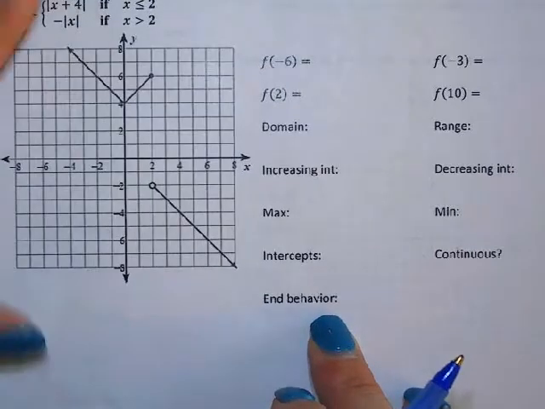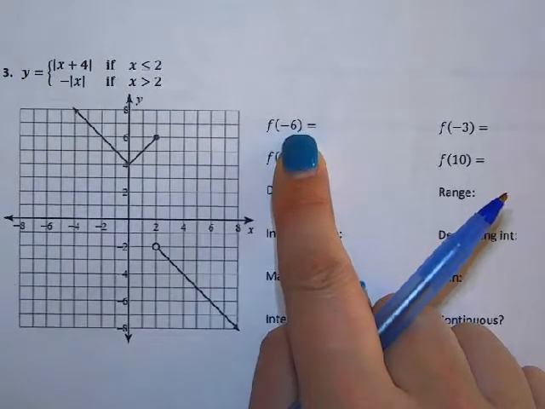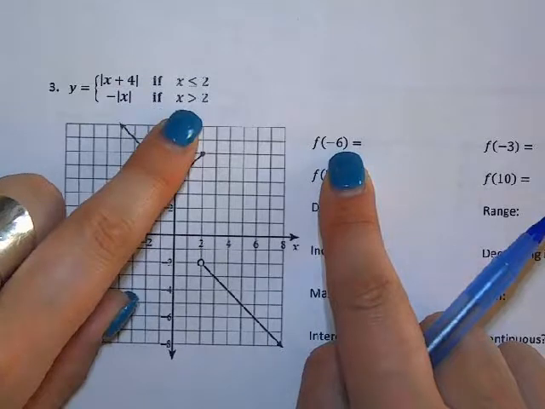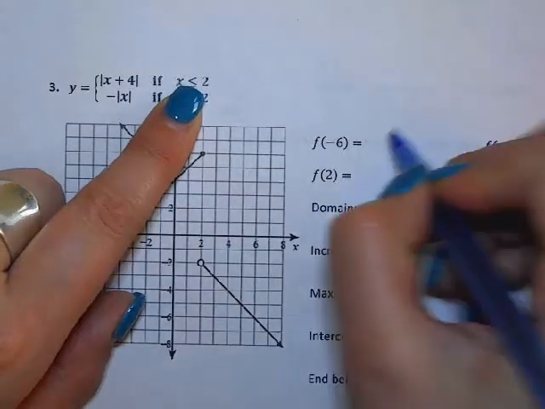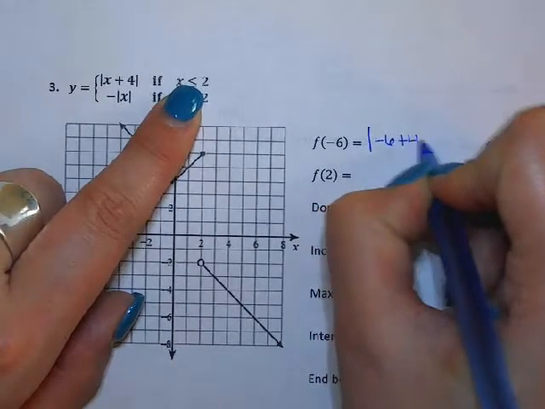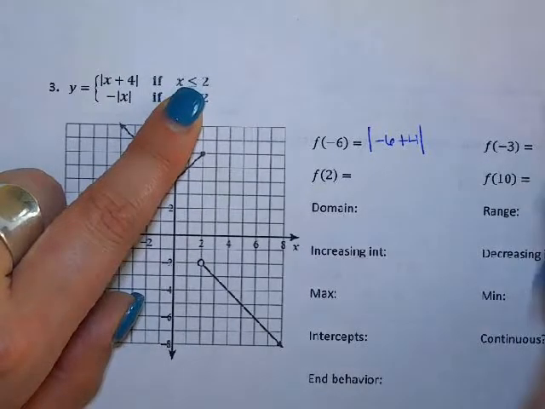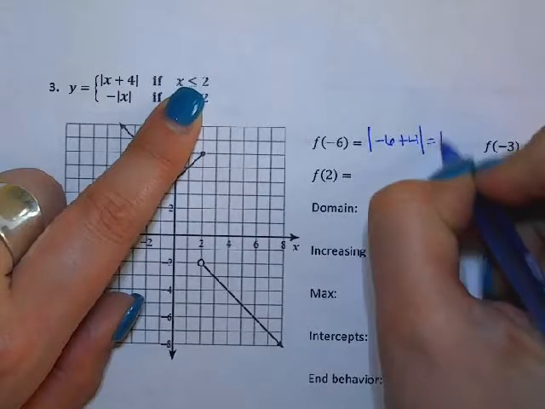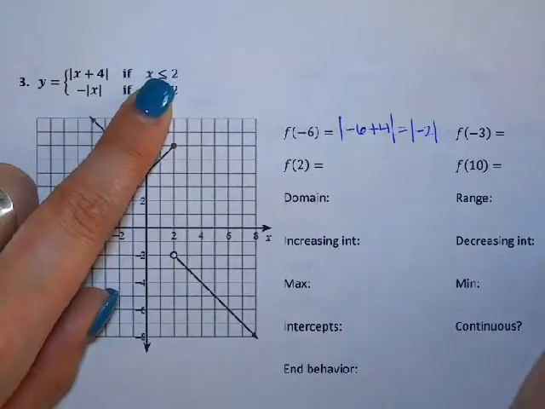All right, so we are plugging in -6. Which one do we get to plug in -6 for? The first one. So we're going to say absolute value of -6 plus 4. What is -6 plus 4? -2. So this is the absolute value of -2, which is 2.